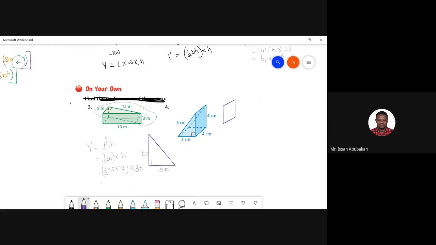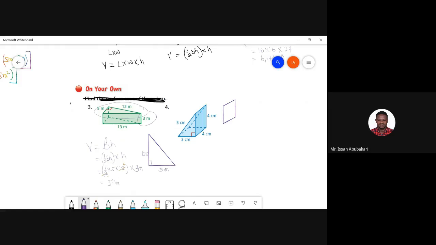And at the end, we simplify this. The 2 can go into 12 six times. So we are going to have 1 times 5 times 6, which will give us what? 30 meters squared.